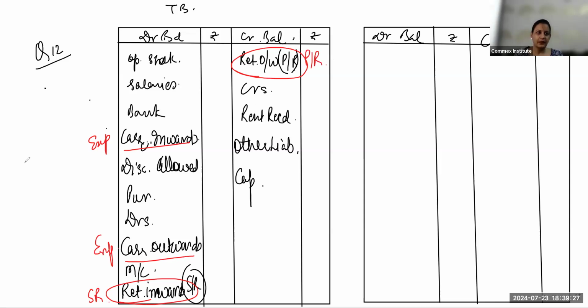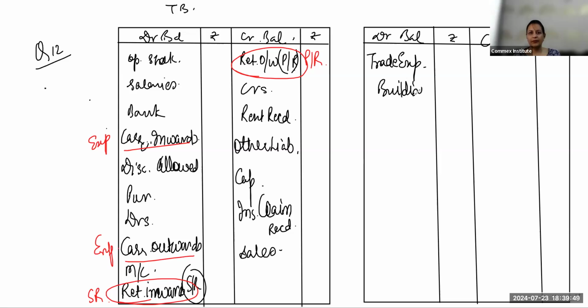Insurance claim received, credit, revenue. Trade expenses, debit. Sales, credit. Building, debit. Insurance claim received is credit. Then your trade expenses is debit. Sales is credit. Building is debit. Building is an asset, so building is debit.